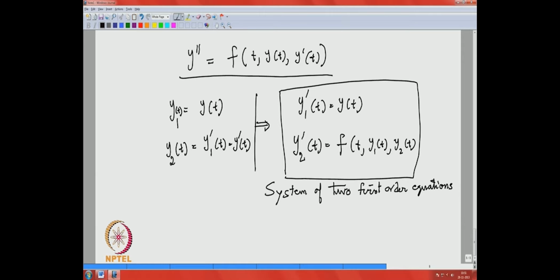And naturally, if you go back and see each first order system, if you want to understand the first order system, of course, this is y of t, so y1 prime of t is nothing but y2.